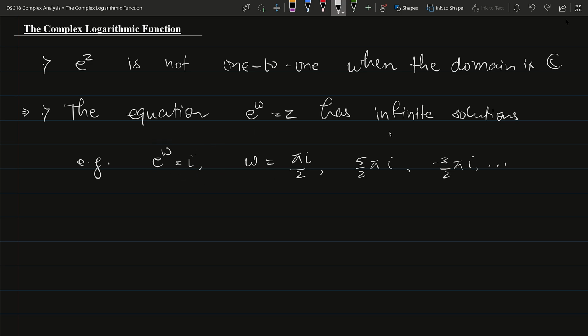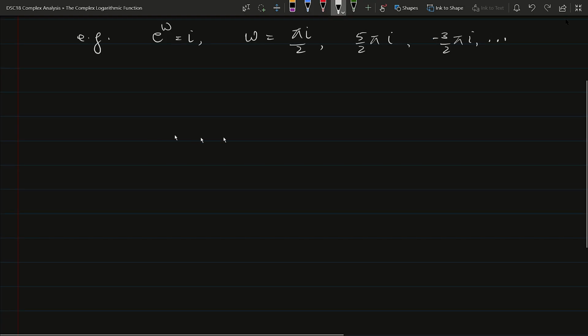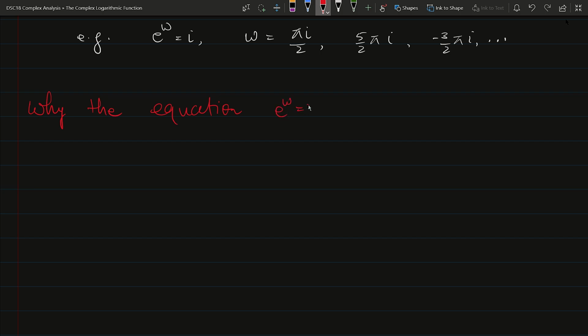अब इस तरीके की इनफाइनाइट सॉल्यूशन हमें क्यों मिल रहे हैं? जब हम इस क्वेश्चन के आंसर के बारे में डिस्कशन करेंगे तो उसी डिस्कशन से we will have the complex logarithmic function. So let me write the question first. So we want to know that why the equation e to the power w is equal to z has infinitely many solutions. We want to see this.